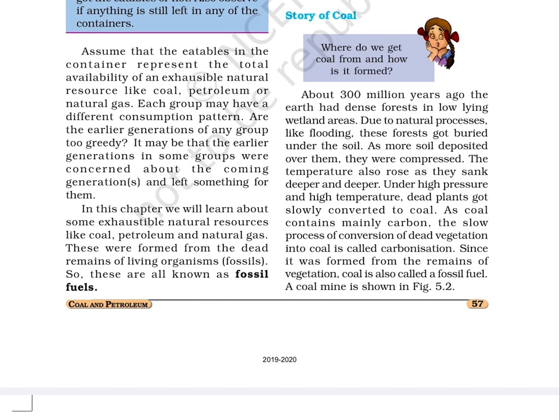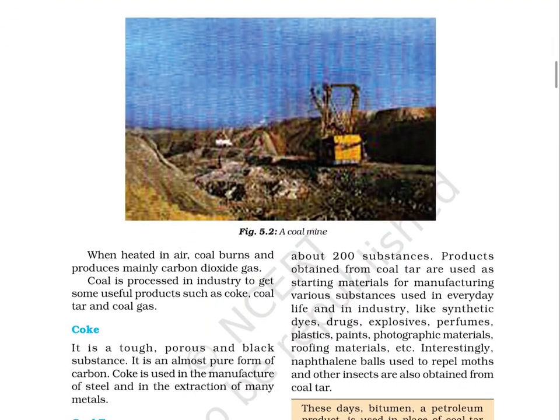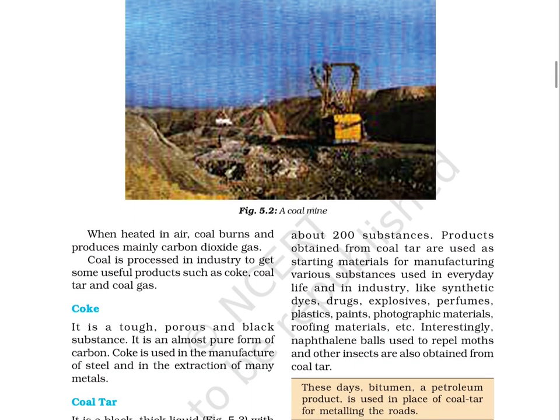As coal contains mainly carbon, the slow process of conversion of dead vegetation into coal is called carbonization. Since it was formed from the remains of vegetation, coal is also called a fossil fuel. A coal mine is shown in figure 5.2. Page 58. Figure 5.2 has an image which shows a coal mine.